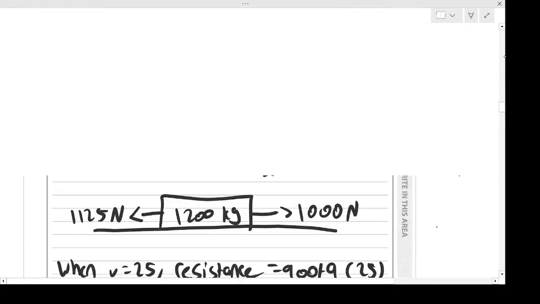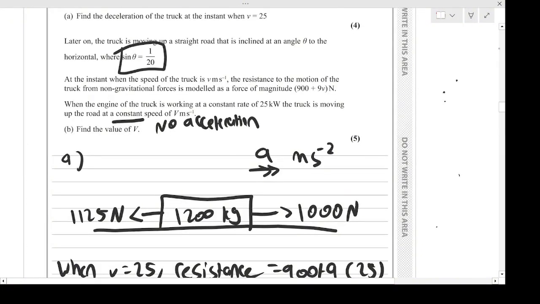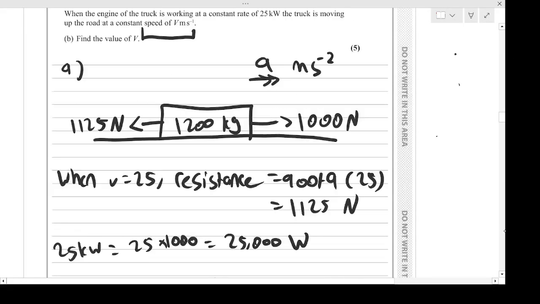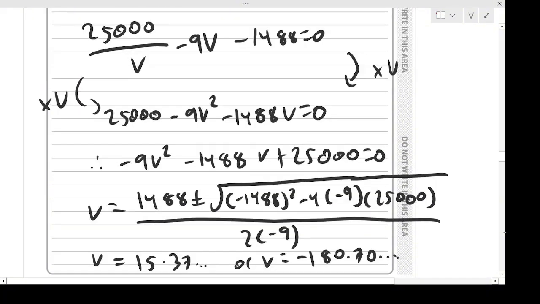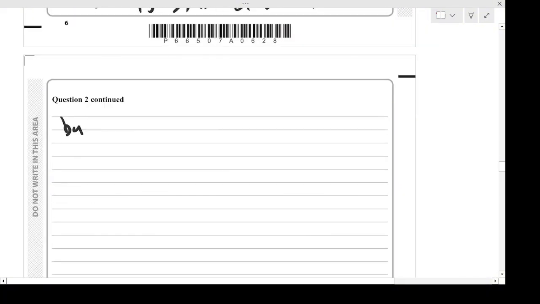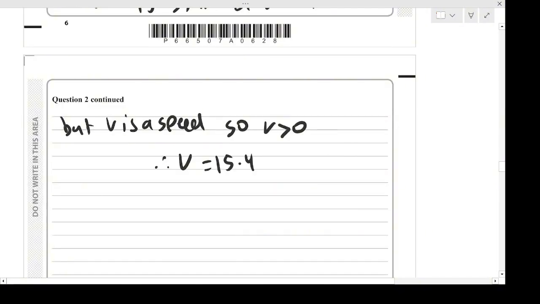Now, as you can guess, we're going to want to reject the negative solution, because we're told it's a speed. V here is a speed. Remember, speed is positive, so that makes us only accept the positive solution. V is a speed, so V has to be bigger than 0. Therefore, we can only take the solution V to be 15.4 to 3 significant figures. And there we are.